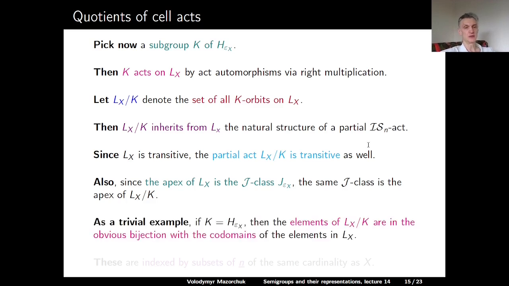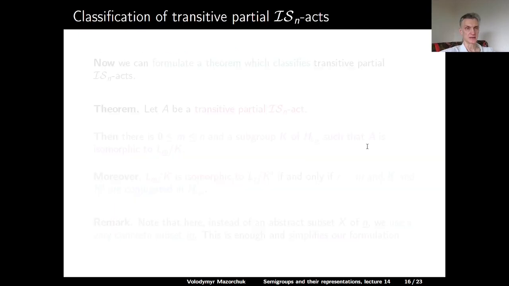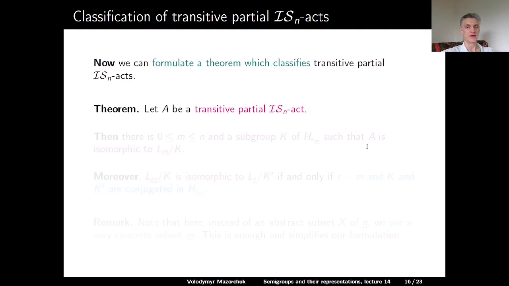As a trivial example, if K is equal to the whole group H sub epsilon x, then the elements in the quotient act Lx modulo K are in the obvious bijection with the codomains of the elements in Lx. And these codomains are indexed by subsets of n underlined, which have the same cardinality as x. Now we can classify transitive partial ISN acts. So here is the formulation of the second main theorem.